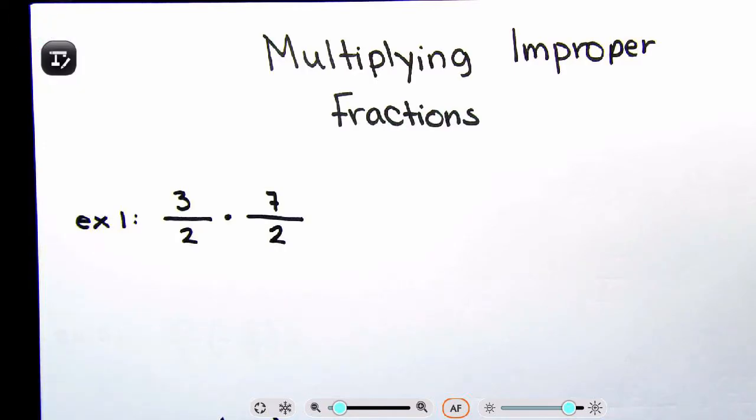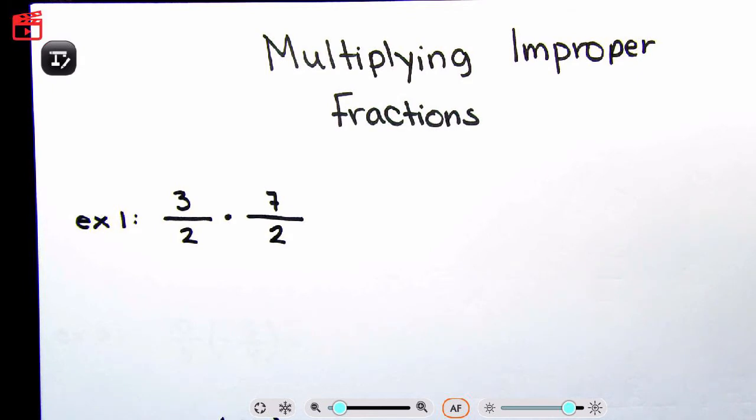Hello, beautiful people, and welcome. In this video, we are talking about how to multiply improper fractions. We're going to start with improper fractions, then we're going to learn how to convert fractions from improper to a mixed number, and then we're going to learn how to multiply mixed numbers, which is going to be the same thing as what we're doing today. All right, beautiful people, let's go ahead and get started.